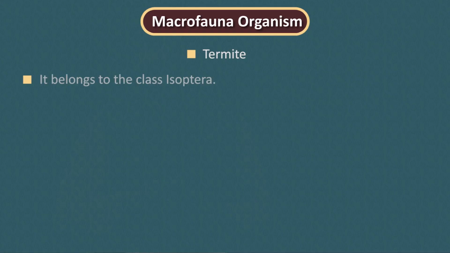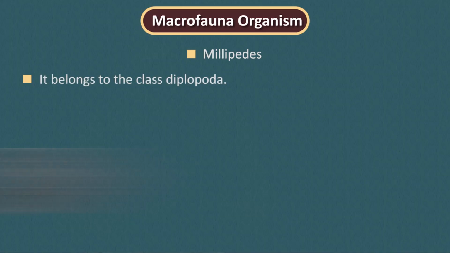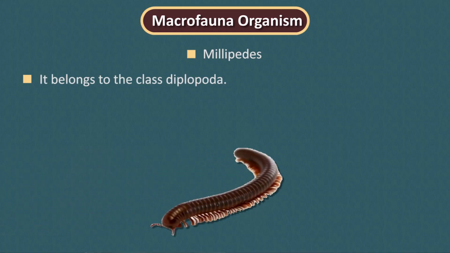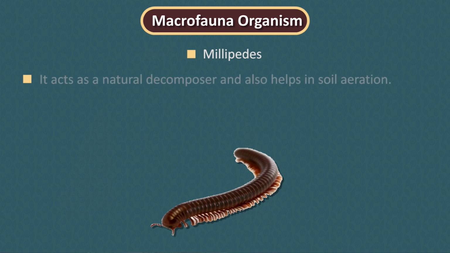The next macrofauna on board is the termite. Termites belong to the order Isoptera. The size is about 0.5 to 2.5 cm long. They generally help in physical modification of soil structure. Viewers, now let us talk about the many-legged macrofauna of soil, that is, millipedes. Millipedes belong to the class Diplopoda. Their size is about 1.4 to 30 mm in length, and they act as natural decomposers and are also helpful in soil aeration.